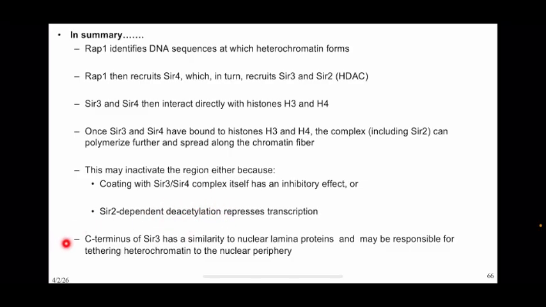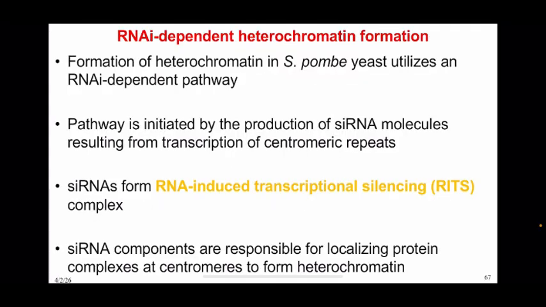The C terminus of the cell3 proteins has similarity to nuclear lamina proteins. That being so, let's look at the last one, which is RNAi dependent heterochromatin formation. RNAi is RNA interference. In RNA interference, it's just like using double-stranded RNA. So you see, RNA is actually single-stranded. So we just, it's like an RNA that has, how do I describe this?